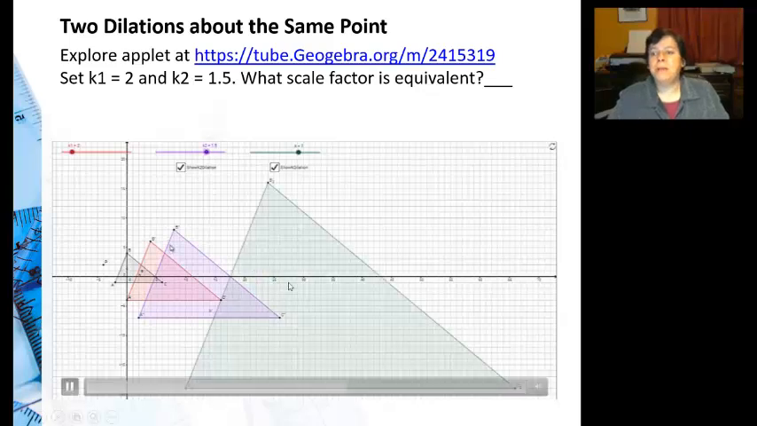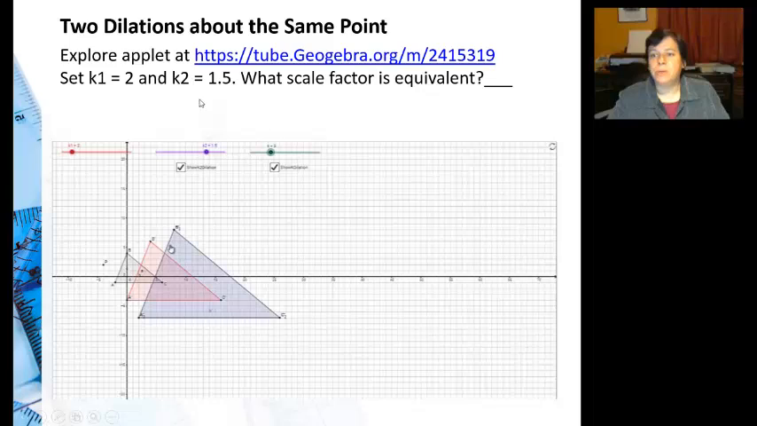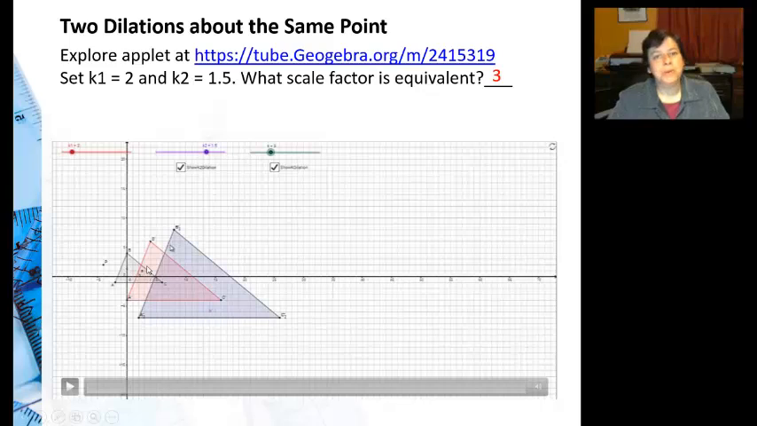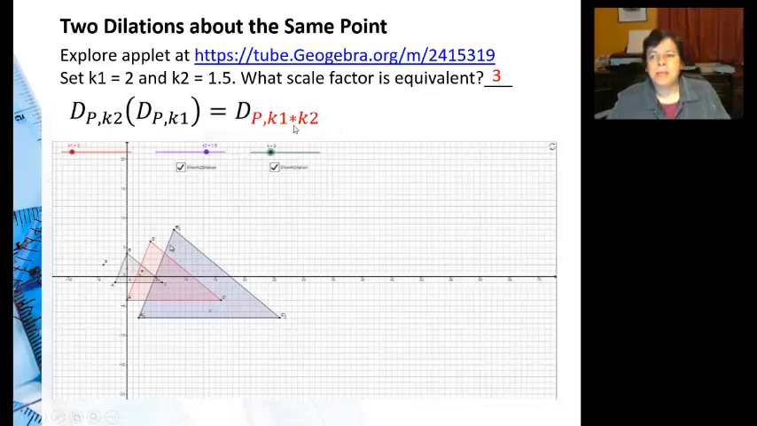Well, how could I possibly create this with just one dilation? Right now the scale factor is 7. And I'm going to adjust it and bring it in so it matches. What did I get? The scale factor was 3. So what scale factor was equivalent when I used 2 and 1.5? It was 3. So the cool thing you can do, remember that dilation, when you scale factor, it's a multiplying effect. Well, what's 2 times 1.5? It's 3. So the dilation, when you have 2 of them in a row around the same point, you have a nice shortcut where you just use the product of the 2 scale factors.